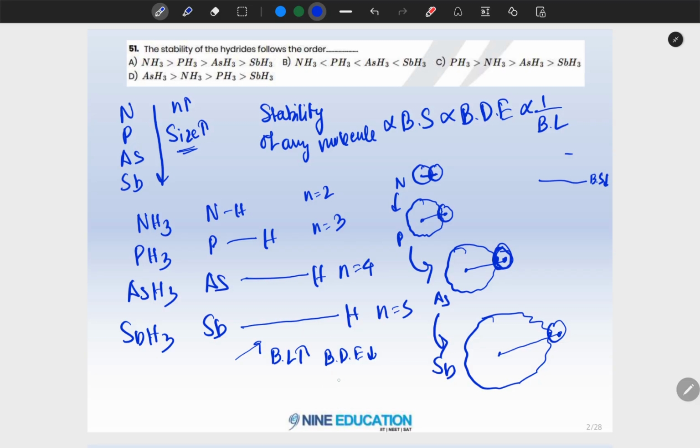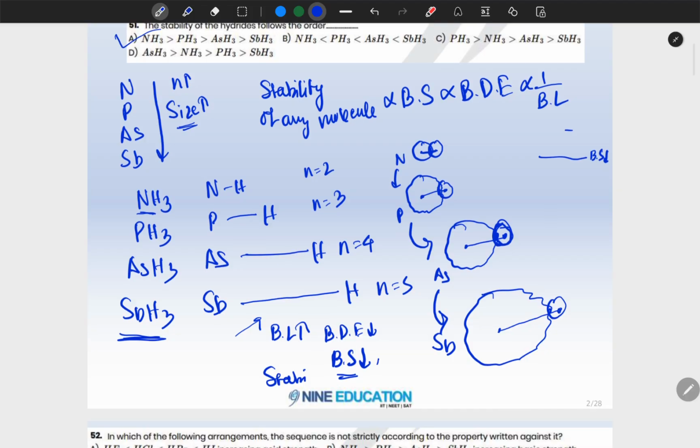Obviously, if less energy is required to break the bonds, bond strength will also be less. If the bond strength is less, stability of the molecule will also be less. So that's why SbH3 is the least stable molecule and NH3 is the molecule having the highest stability. So that's why A should be the correct answer. So let's proceed to the next question.